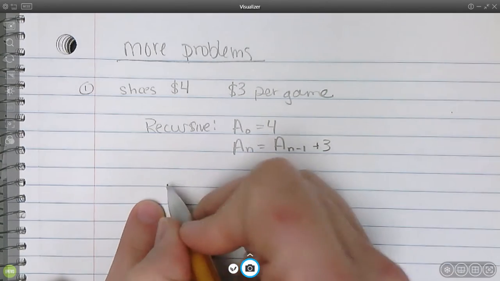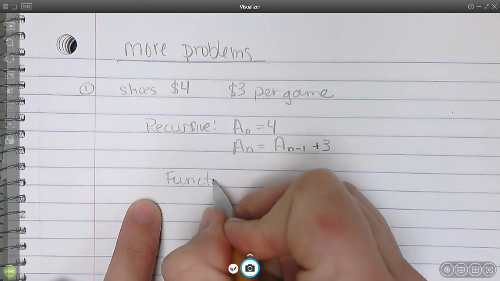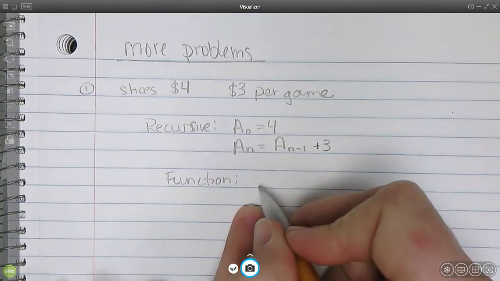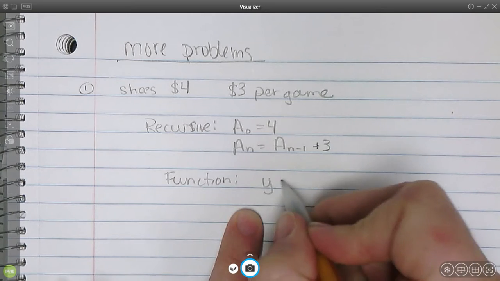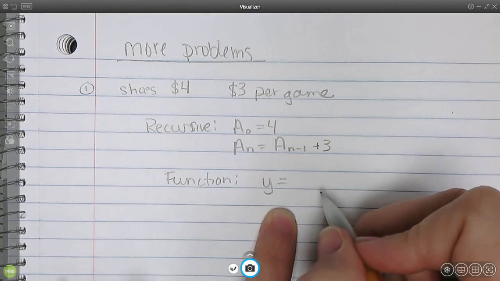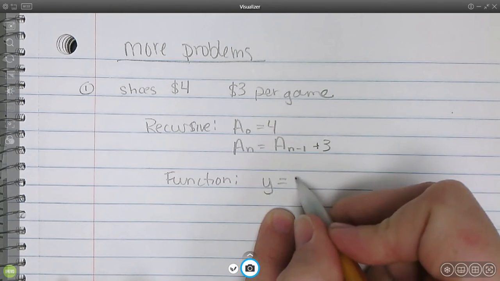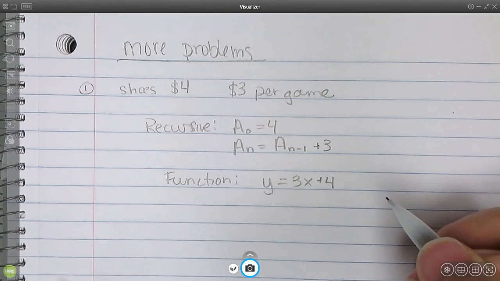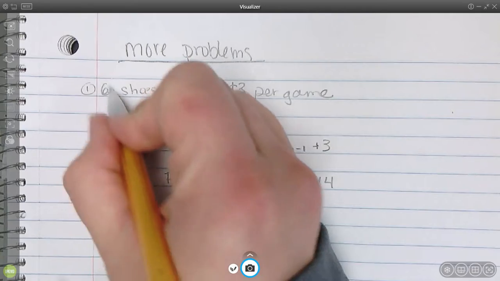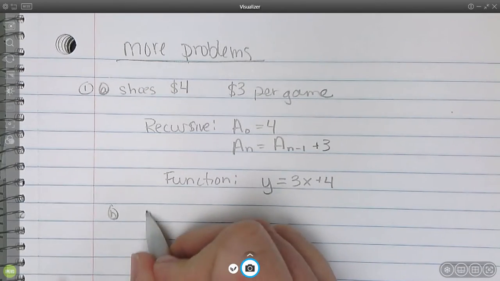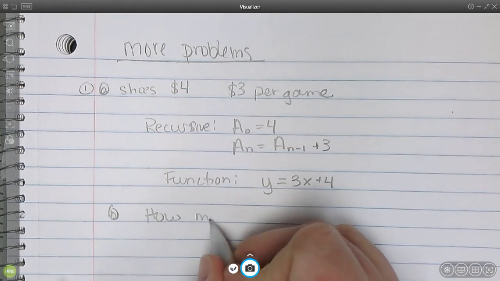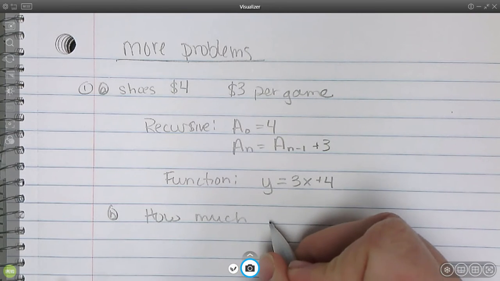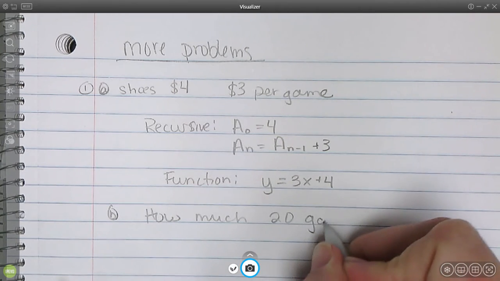And then to write a function rule, it's linear because you're adding. So we're going to have y equals, we are adding 3 every time, so that's 3x and then plus 4. And then, so let's say this is 1a. 1b would be how much would it cost to do 20 games?